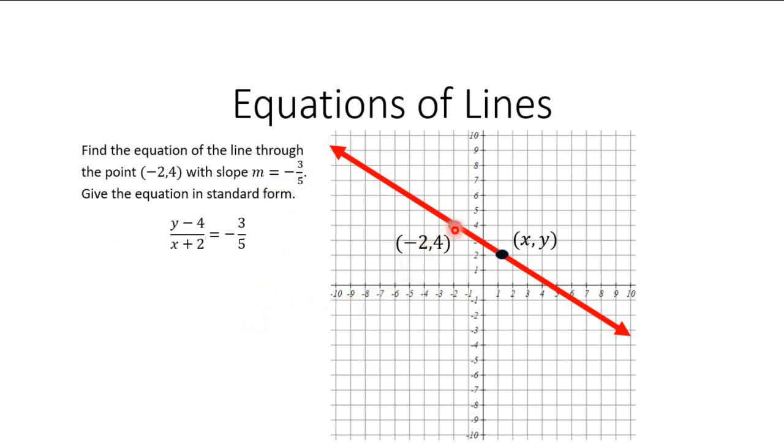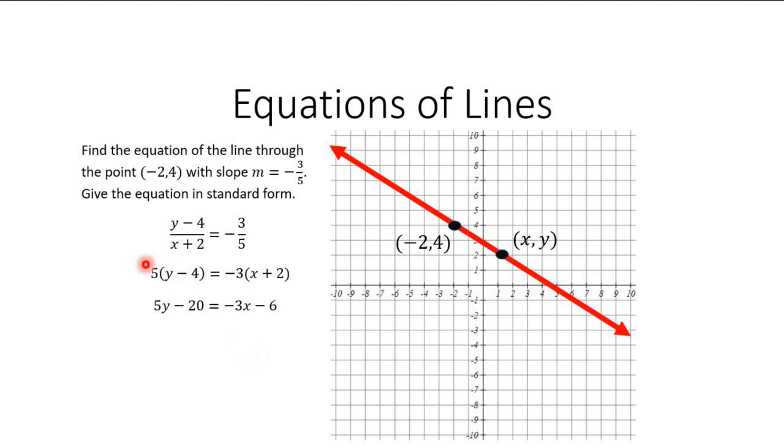So I've calculated the slope between this fixed point and this arbitrary point. And I know that that slope has to be negative 3/5 because that's the slope of this line. All right, so now I have this proportion that I can solve once again by cross multiplication: 5 times y minus 4, and negative 3 times x plus 2.